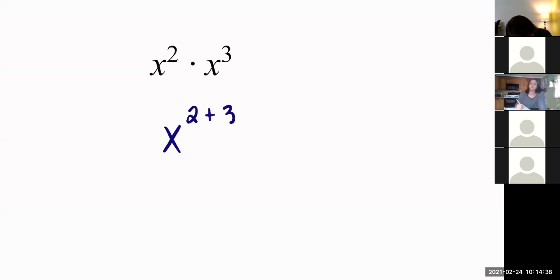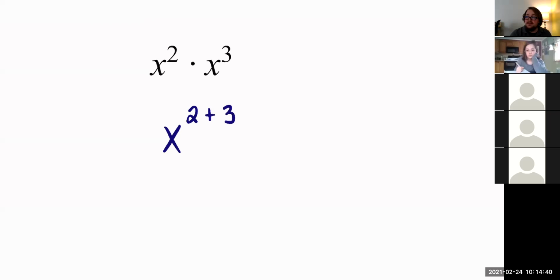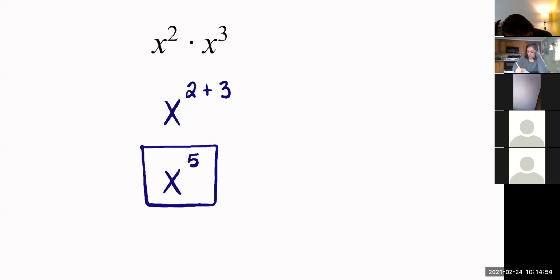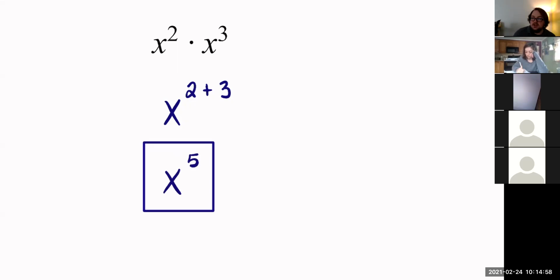So again, you don't necessarily have to show this in between step. This is just to serve as a visual reminder. But x to the power of 2 times x to the power of 3 is the same as x to the power of 5. So it makes that expression much more compact.